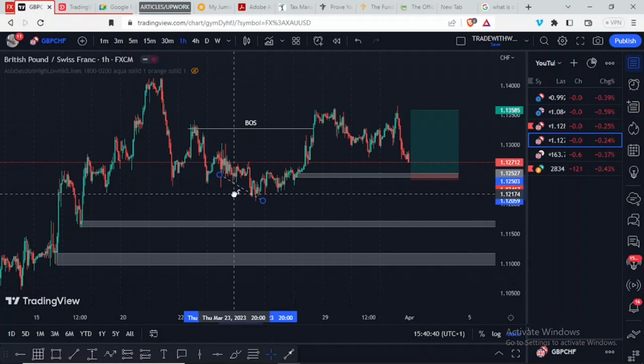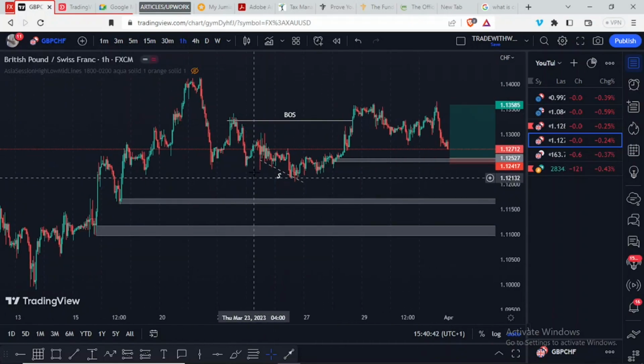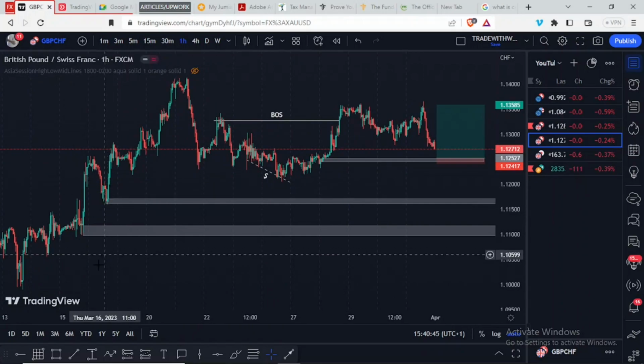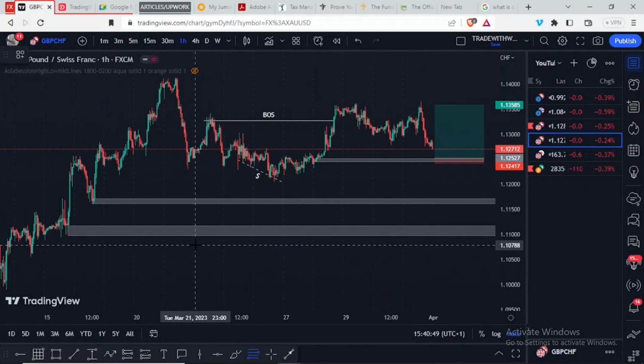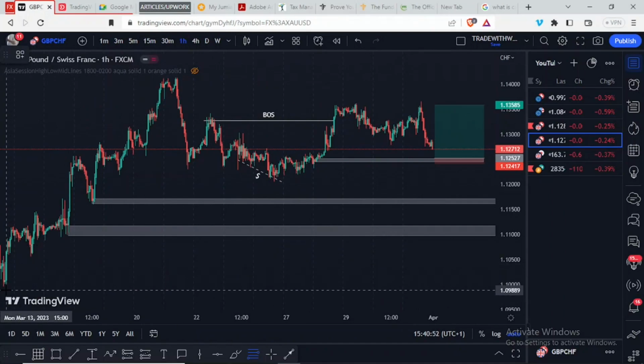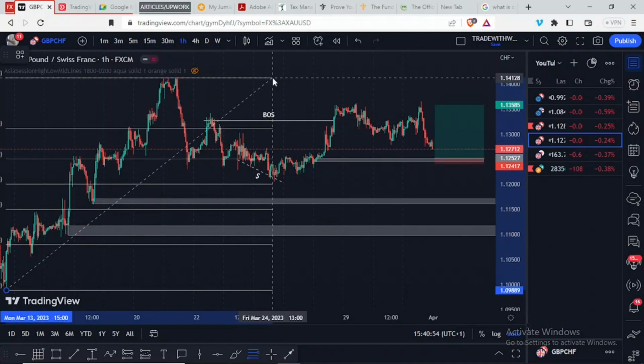Because now we have more confidence over here. There's liquidity, and we have the demand zone. There's imbalance here too. But let's use Fibonacci first of all, to check for more accuracy.